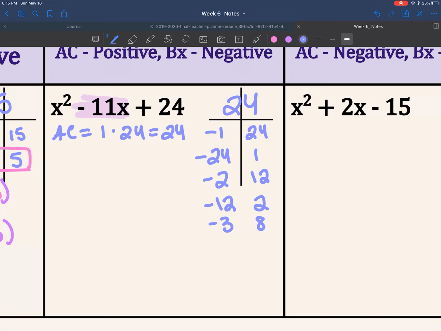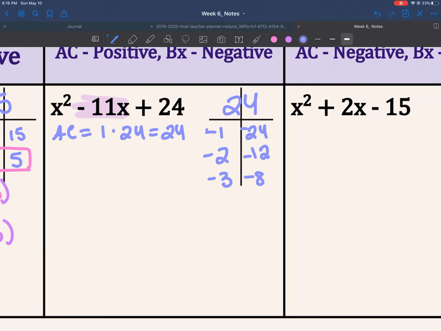Oh, you know what I just realized, guys? My AC value is positive. So what that means is all my numbers have to be negative. So this is actually negative, negative, negative. There we go. That makes more sense.